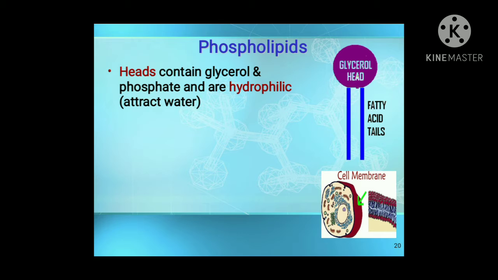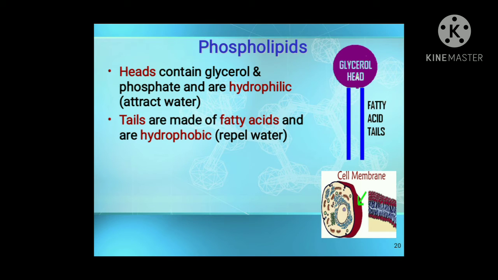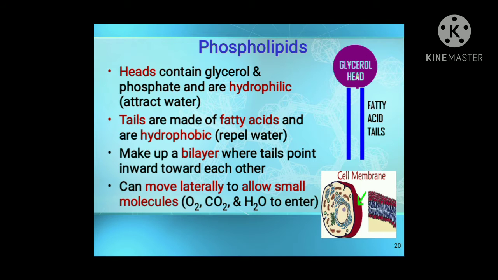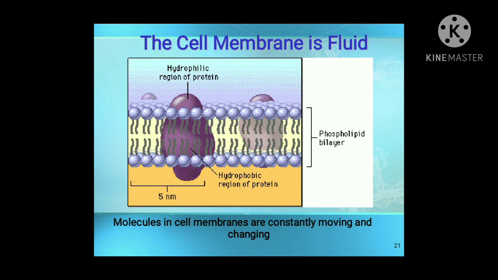Phospholipids. The heads contain glycerol and phosphate and are hydrophilic. Tails are made of fatty acids and are hydrophobic. They make up a bilayer where the tails point inward towards each other. They can move laterally to allow small molecules through. The cell membrane is fluid. Molecules in cell membranes are constantly moving and changing.